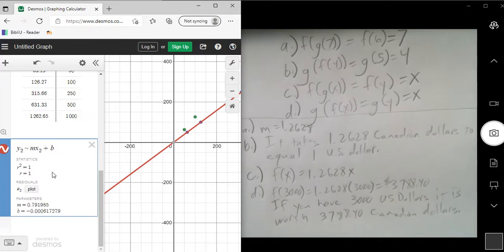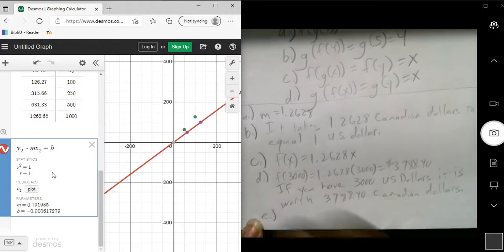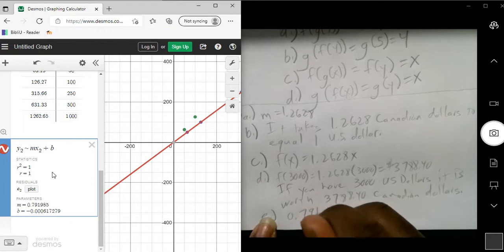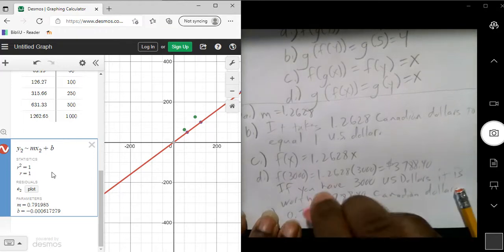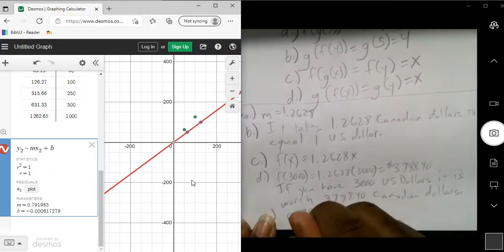So now when we get to E, it says determine the average rate of change, the slope. Now, we already have the slope here. They tell us to round the slope to 4 decimal places. The slope is given to us as 0.79. Oh, I guess it has to be 20. That's when we round it. It'll be 0.7920.